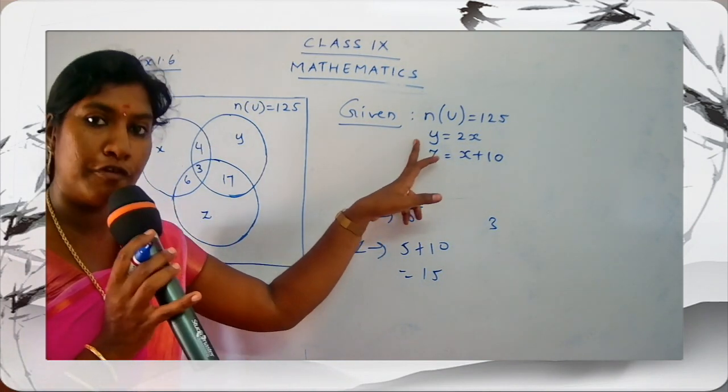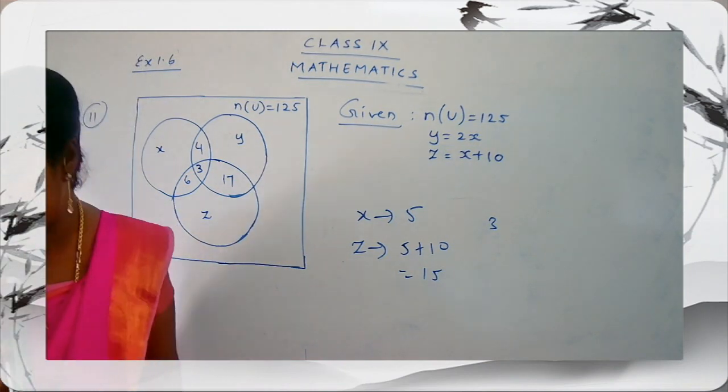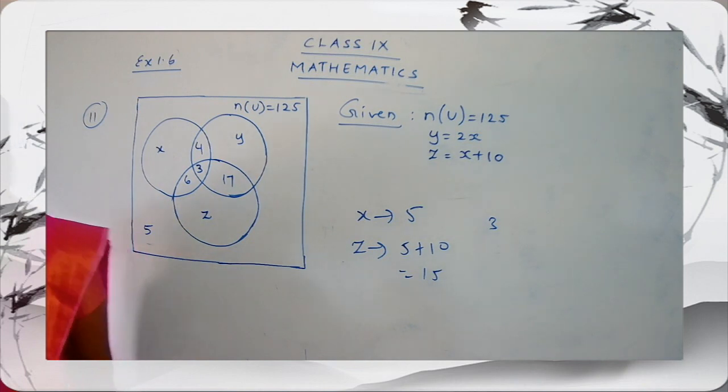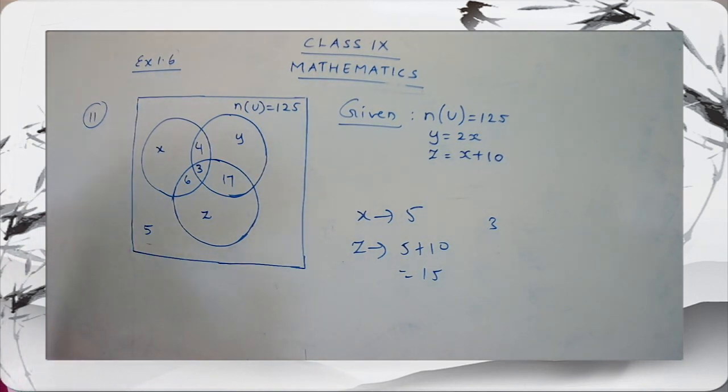So what is the condition given for y? Y is 2 times x. That is y is equal to 2x. And what is the condition given for z? Z is equal to 10 more than x. That is x plus 10.